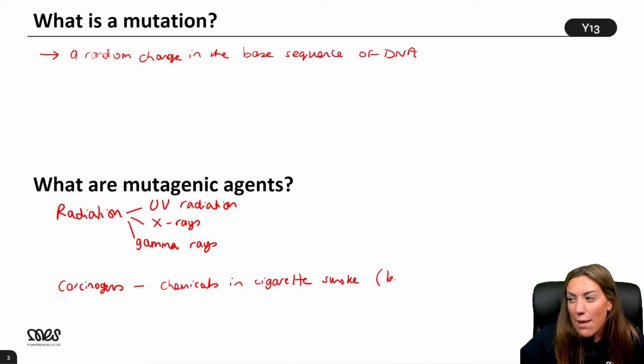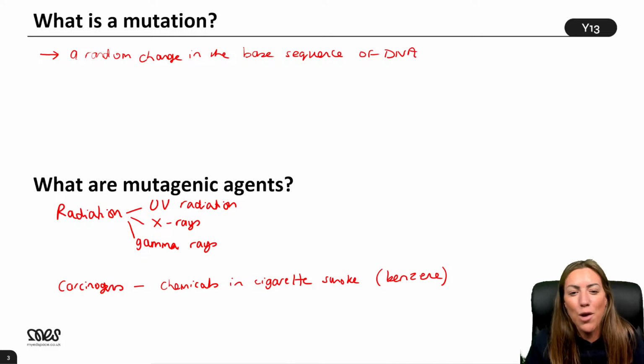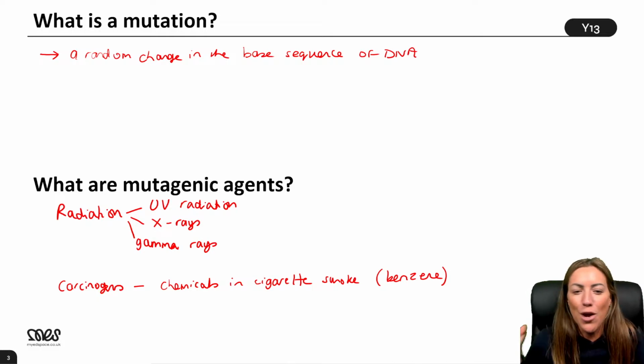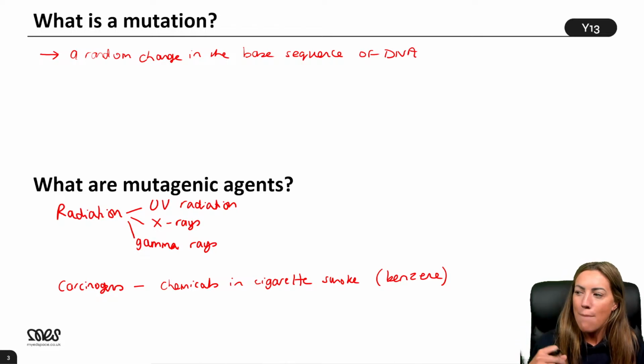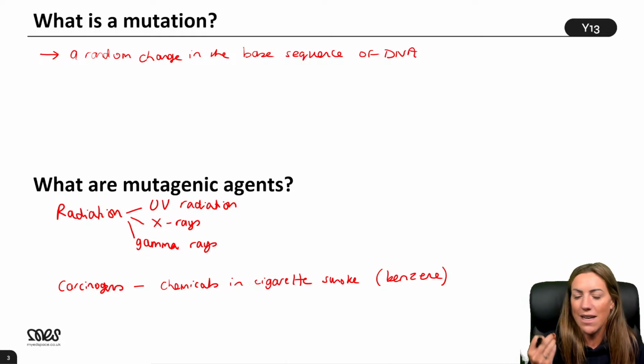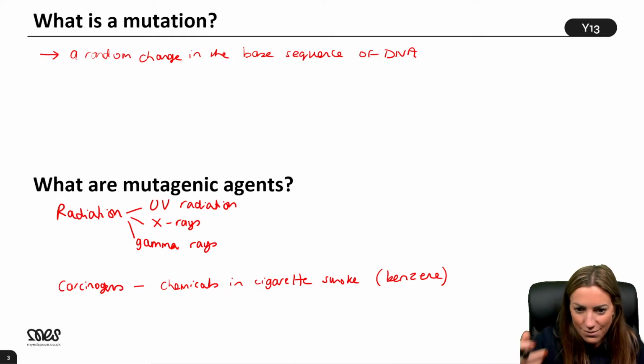We could name a chemical. There's one called benzene. I don't know if you've heard of that one. That's the one I always remember because it's a short word. Some of these chemicals have mad names, and there's no way you're ever going to remember them unless you're a super chemist. But benzene is a nice short chemical found in cigarette smoke that is a mutagenic agent. There's loads of other ones.